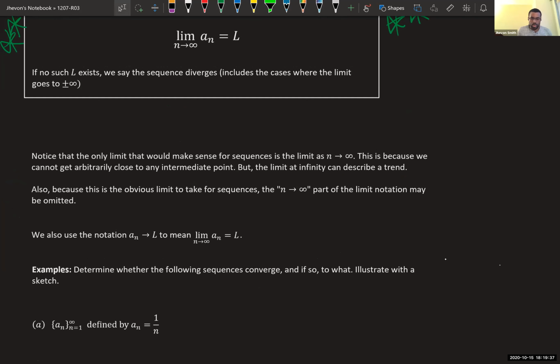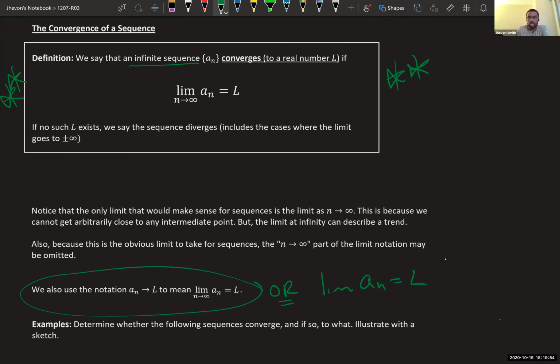We can use this notation, or I can just be lazy and just write the limit of an equals L. It turns out that n approaching infinity is the only reasonable, sensible limit to take when you're talking about sequences. No intermediate limit is going to actually make sense, and I'm going to illustrate to you why in a bit. So whenever I'm talking about the limit of a sequence, it is always the limit as we approach infinity, all the time. So even if I'm lazy and I just write lim and I don't indicate what we are approaching, it should be known that I'm approaching infinity.